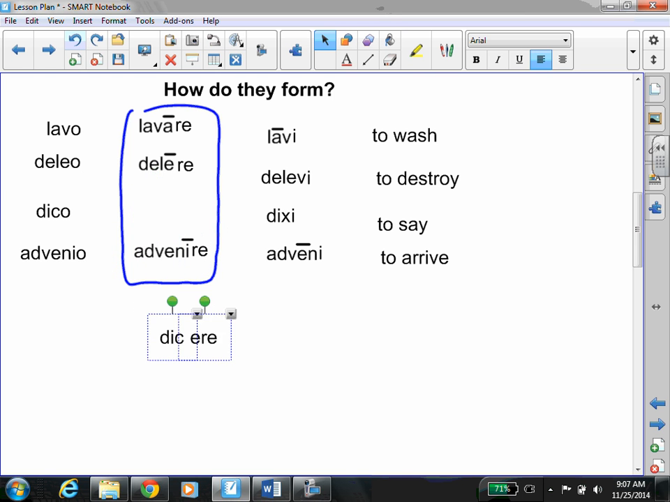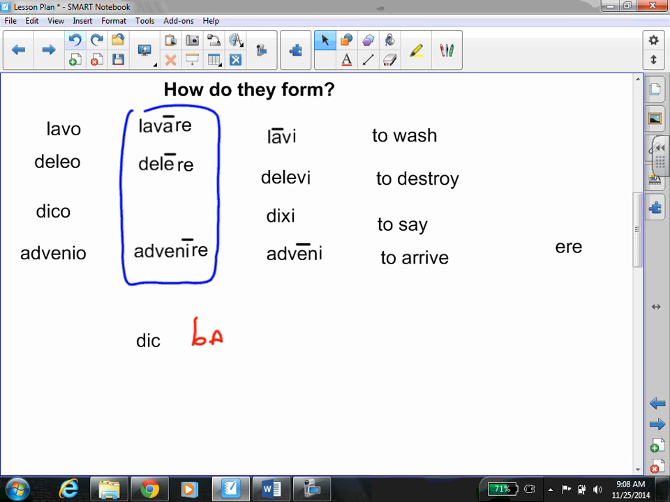Once again, I start with dicere. I get that ERE away. If I'm going to use BA here, it's obvious that I'm missing something. You can't have dicbam or dicbas. It needs a vowel just like it did before. Now, the third and the fourth conjugations, these two guys, are always going to act alike. This guy right here, it needs a vowel, so we're going to add E. Why E? I don't know. There's no real logical reason behind it.